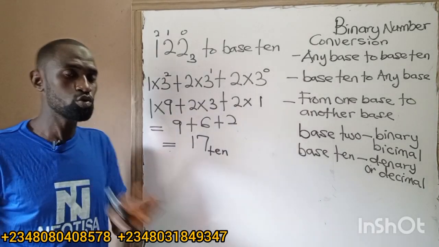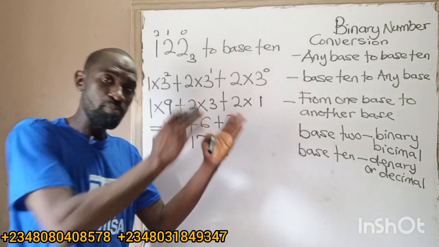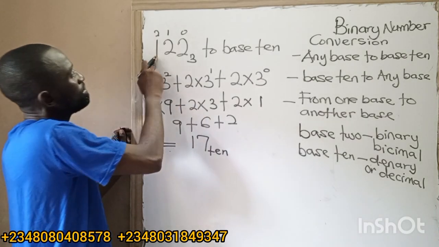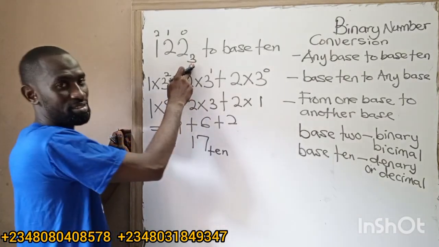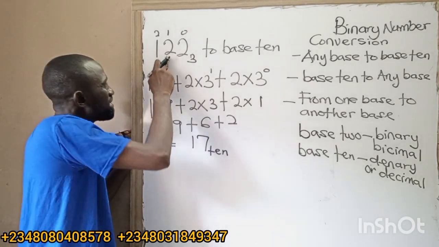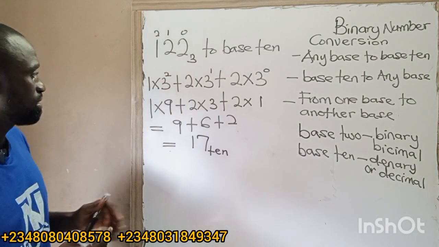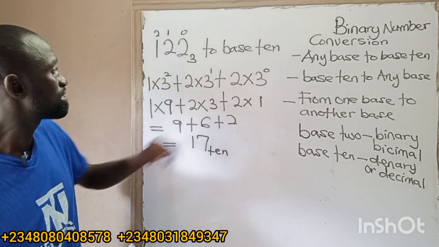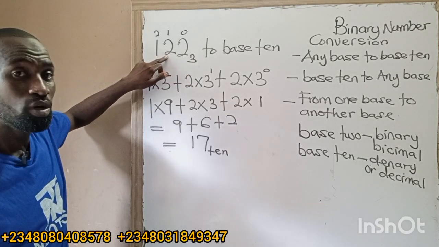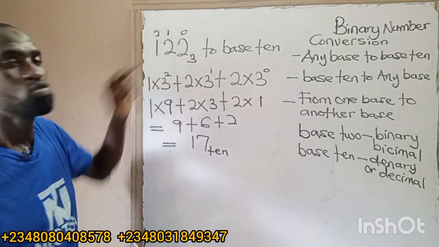But let me give you the shortcut. Whenever you see a question like this, if you have been asked to convert from any base to base 10, see the shortcut. I will just say 1 times 3, that is 3, plus 2, that gives 5. 5 times 3 is 15, plus 2, that is 17.